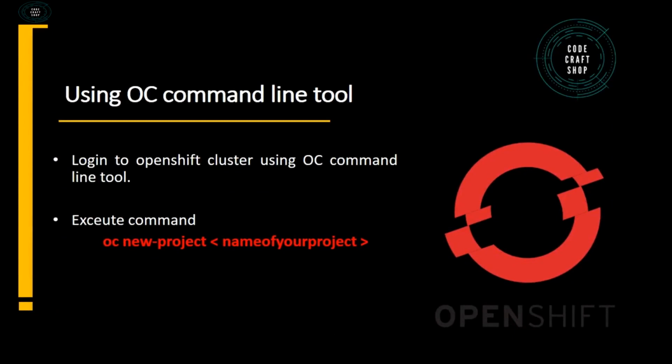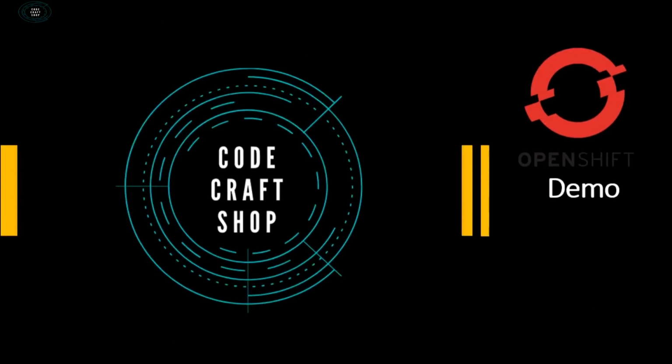The second way to create a project is using the oc command line tool. First of all, we will log in to the OpenShift cluster using the login command, and then we will use the command oc new-project and then the name of the project. This command creates a project for you, and then we will have a demo.